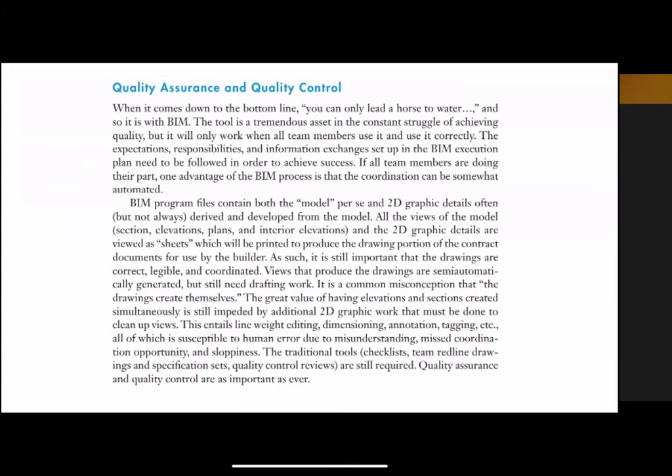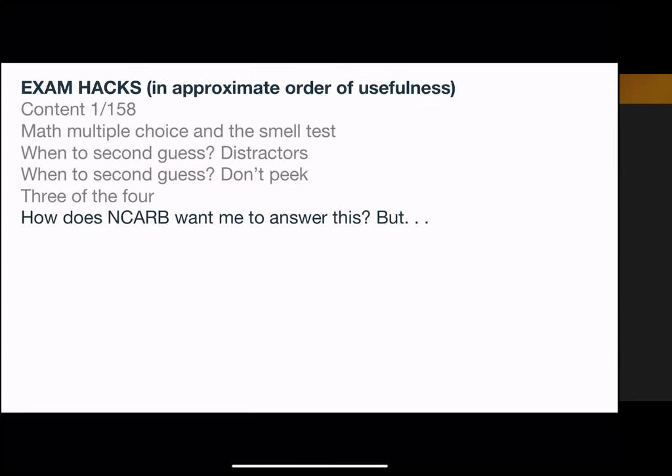Now we're going to do an interesting little exercise. Let's say that NCARB wanted you to talk about QAQC, Quality Assurance, Quality Control. This is obviously from the Architect's Handbook of Professional Practice, as it relates to BIM. So go ahead and read this and see if you can come up with a good question to cover this content. You don't have to share it in the chat, but you certainly can. I include this because a lot of people will say, how does NCARB want me to answer this?